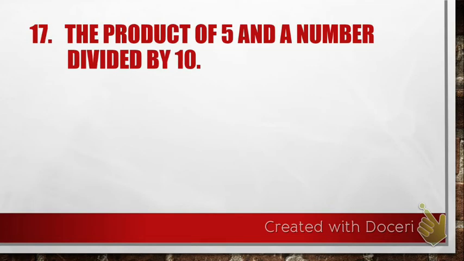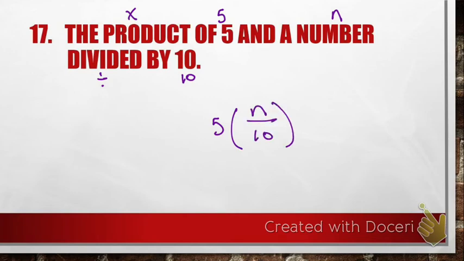Alright, the product of 5 and a number divided by 10. The product means multiplication. And we know 5 and then a number divided by, so let's use a number n, divided by 10. So it's going to be 5, and then we're going to multiply times a number n that's divided by 10. That's our answer.